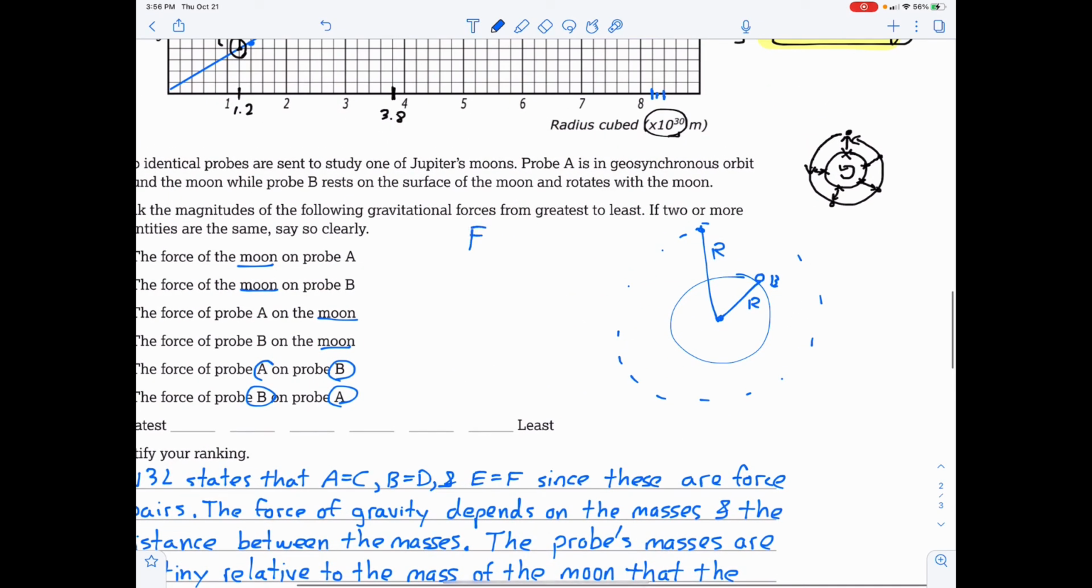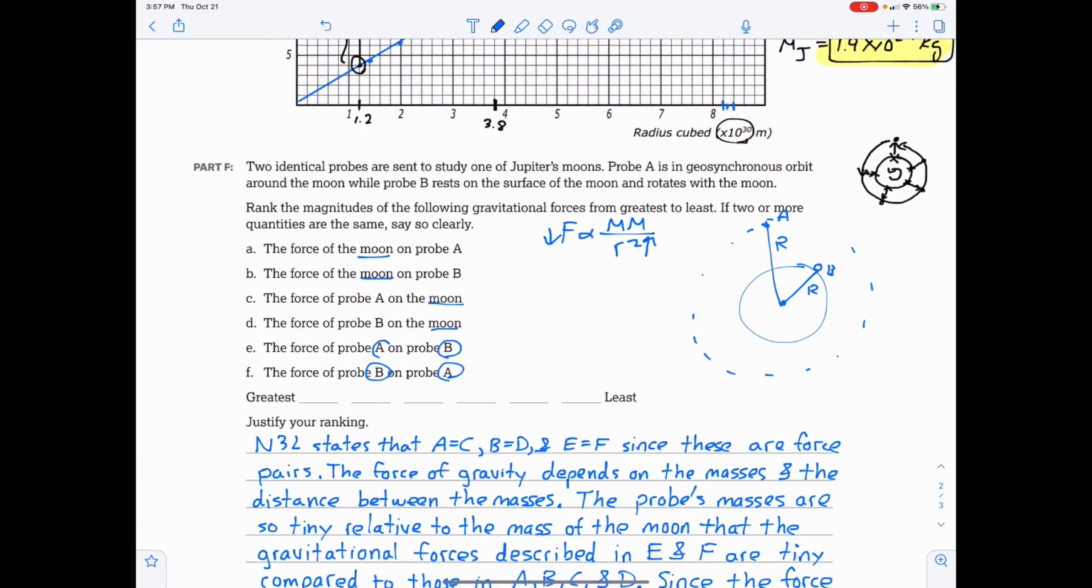Since F is proportional to mass times mass over r squared, probe A has a larger radius from the center of the moon, therefore a smaller gravitational force. So A equals C needs to be less than B equals D. Okay, so far we get the ranking: B equals D is the greatest, which is greater than A equals C, which is greater than the probes' forces on each other, which is E equals F.